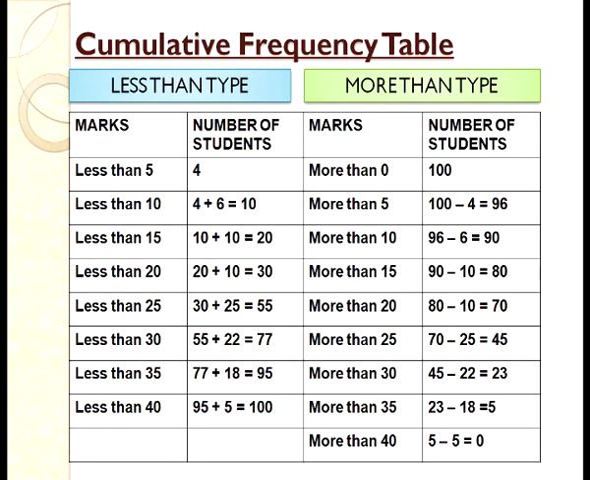More than 25, 70 minus 25 comes to 45. More than 30, 45 minus 22 is equal to 23. More than 35, 23 minus 18 is equal to 5. And definitely for more than 40 it would be 0. This is how we have constructed the more than cumulative series. Once we have constructed the cumulative series, we can easily plot them. Plotting the less than cumulative series gives the less than cumulative frequency curve, and plotting the more than data gives the more than cumulative frequency curve.